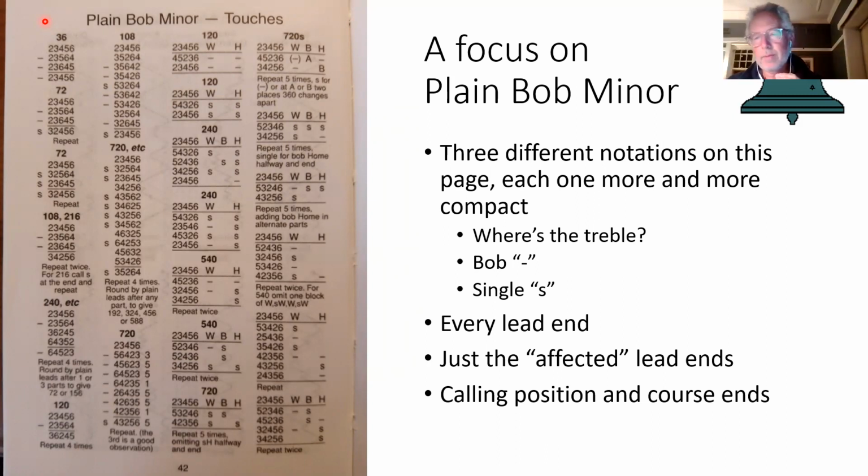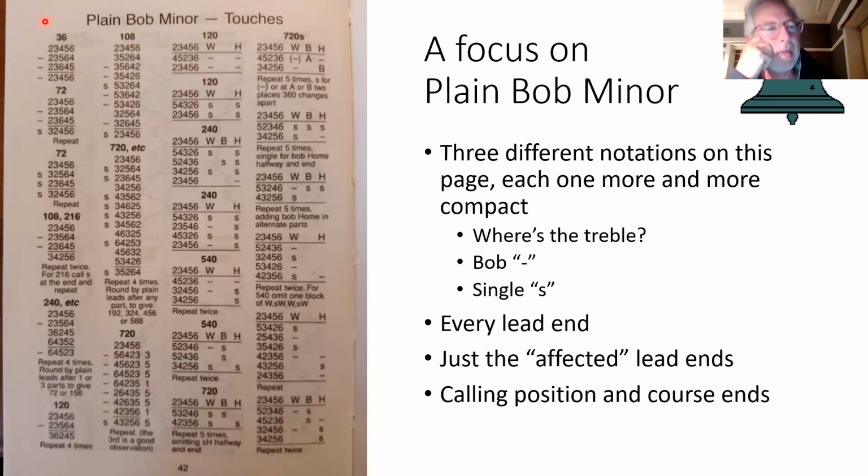Now, when it comes to how touches are presented in diaries and other things, they go for compression. They try to get them more compact, to stuff as much information into as little space as possible. So the first casualty of that is generally the treble. So you look at all these touches and there isn't a treble. And the reason they dump the treble is that for Plain Bob Minor the treble's plain hunting. It's not a working bell. It doesn't add any value. So we'll just dump that.